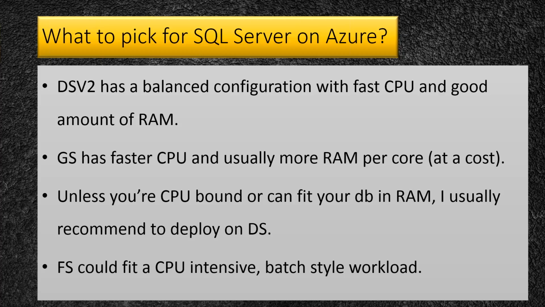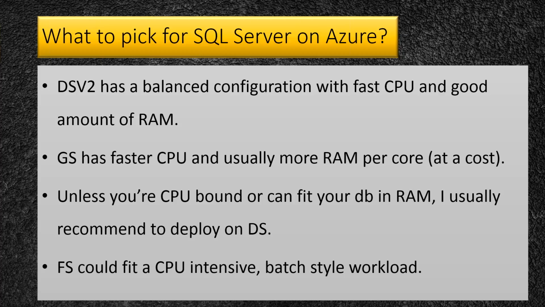Unless you're CPU bound, or you can fit your database in RAM, let's say you get a large GS and suddenly you can fit your entire database in RAM and that gives you a really huge boost in performance, I usually recommend most people by default to deploy on some sort of DSV2 machine. If justified, if you do find that you are bottlenecked by CPU, or that you do want extra RAM per core, then you could change it to a GS at that point. But like I said, I've found that large DS machines can handle pretty decent high performance workloads.